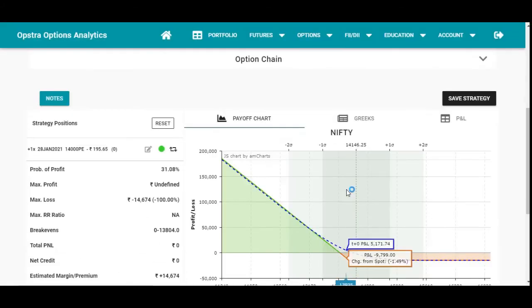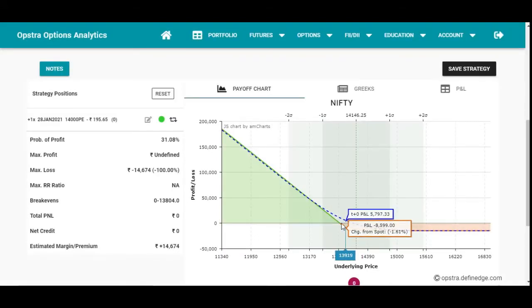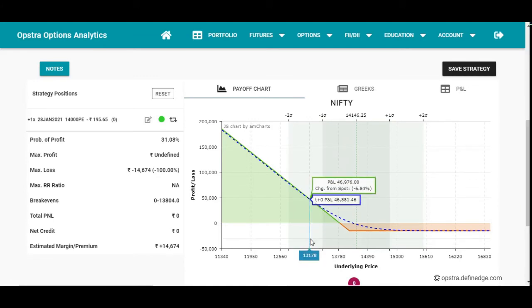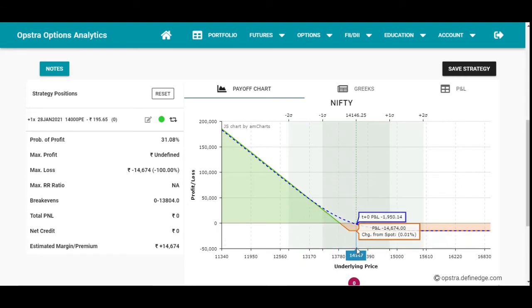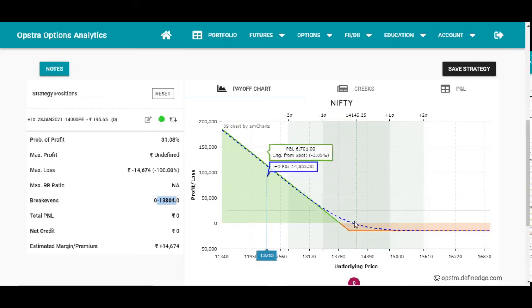Here you can see if the market tends to move lower, at market levels of 13,178 or 13,200, this particular trade will give us a profit of 43,000 plus. Though the trader thinks the market is bearish and will be closing below 14,000, he'll make money only if the market closes below 13,800. So this is the payoff graph for an expiry day.